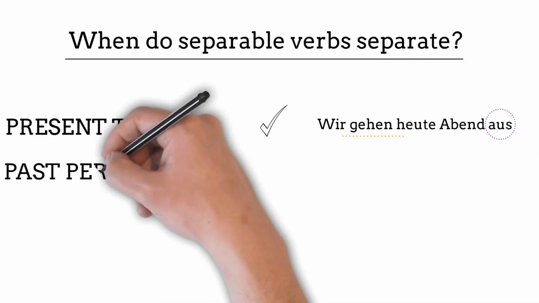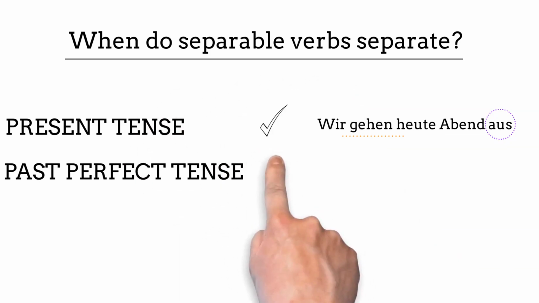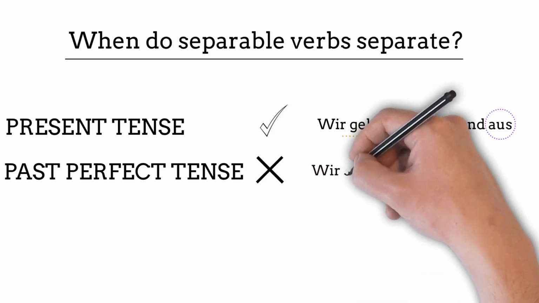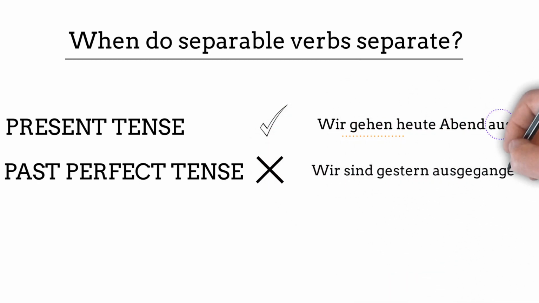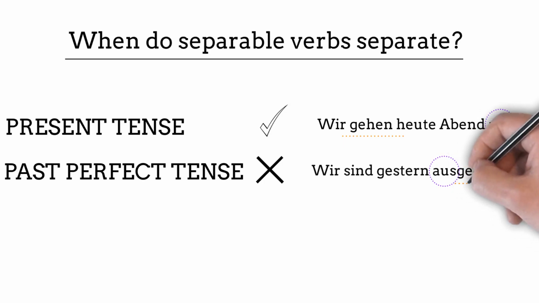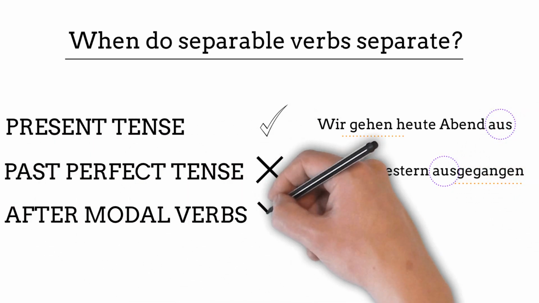In the past perfect tense, which is the most common past tense in German, they do not separate as separate words. For example, wir sind gestern ausgegangen. We went out yesterday. Now it's true that there's a ge in between, but that ge really still belongs to the gehen, and it's one word. After modal verbs, they also do not separate.